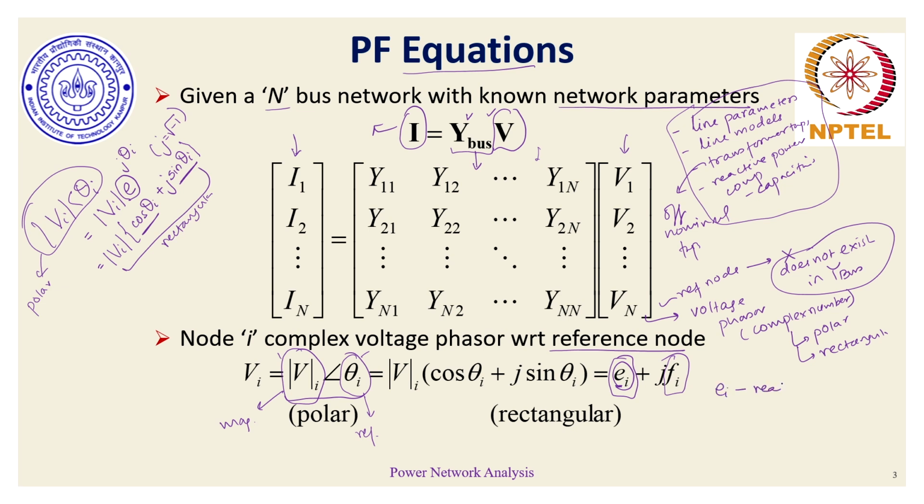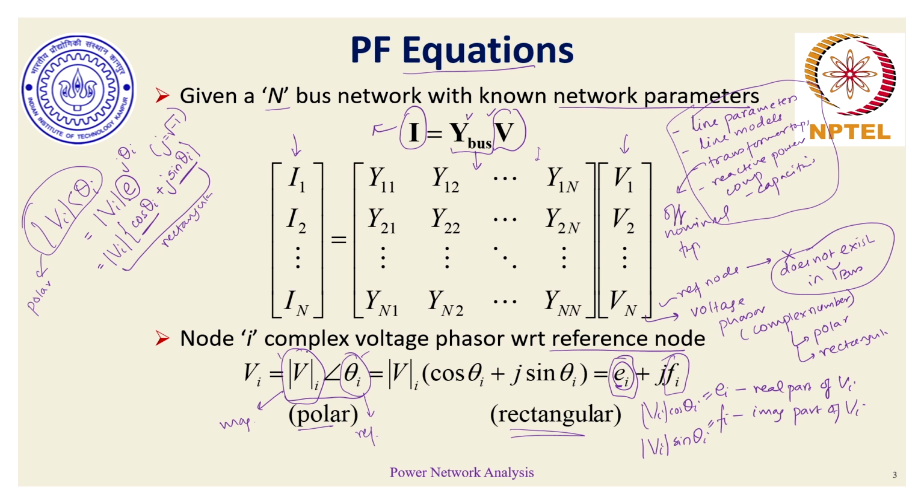EI is the real part of the Vi phasor, whereas FI is the imaginary part of the complex number Vi. EI is actually |Vi| cos θi, whereas Fi is |Vi| sin θi. So depending on whether the polar or the rectangular representation is being used, the corresponding voltage variables that come into the power flow equation may be different.